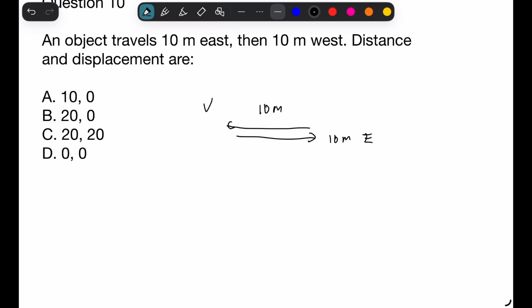So the distance is equal to 10 plus 10, 20. Displacement is our initial, and this is our final. So we actually traveled 10 minus 10, which is 0. Displacement takes into account the direction. Because this direction is positive 10, this is negative 10. So you end up back where you started, where we're going to have B.